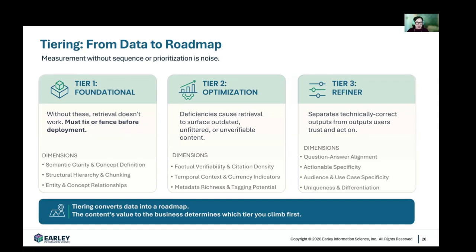The retrieval still works. It just might not be grabbing the latest version. And the tier 3 is a refiner. So the difference here is that the content is technically correct, but it might not be pulling from the source that is most trusted by that user, right? So it's more personalized. Most organizations want to start on tier 3 because the gaps are more obvious, right? They see, oh, our content isn't engaging. But actually, starting at tier 1, the retrieval has to work before refinement even matters.